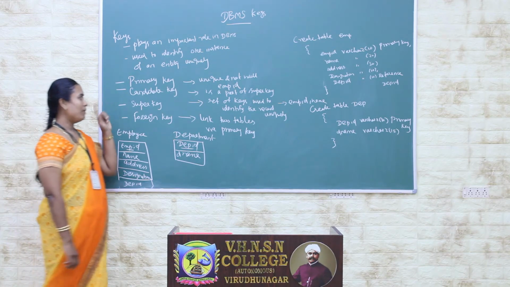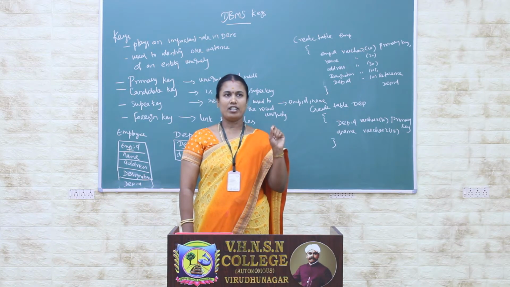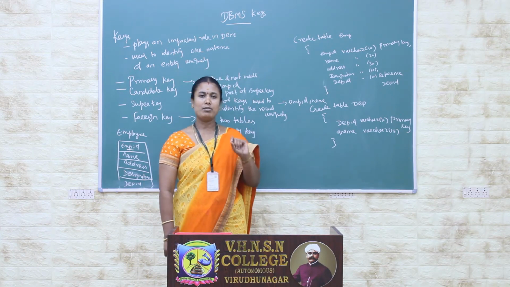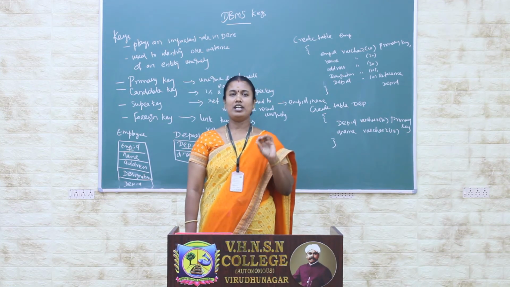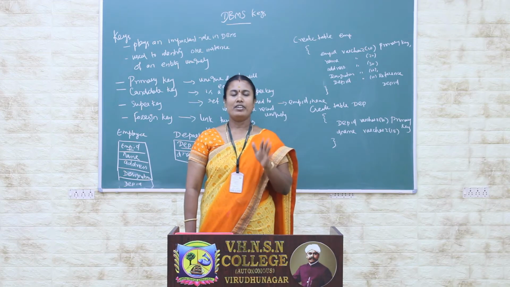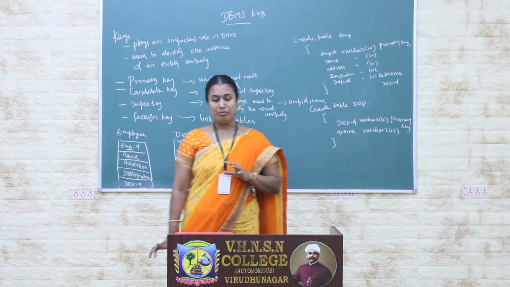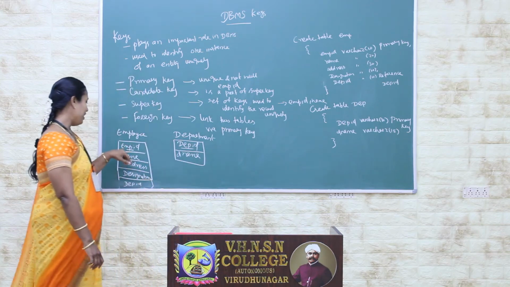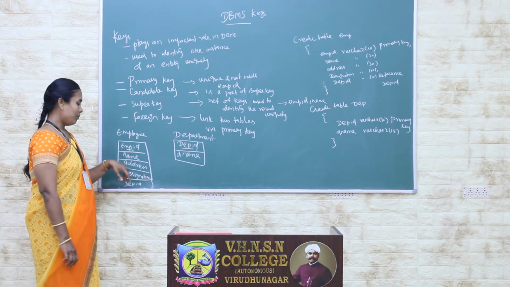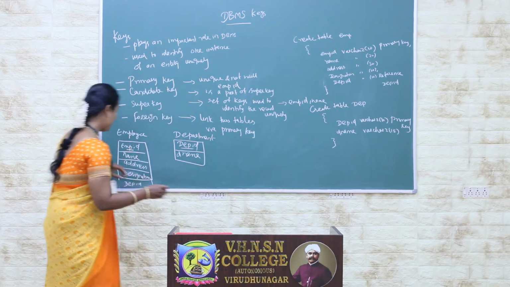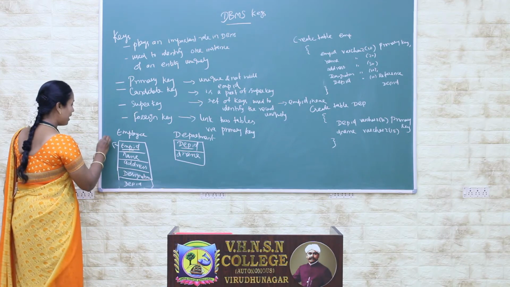What is a primary key? A primary key uniquely identifies each and every record from the table, and it must be not null. This field must differ for each and every record in the table. For example, if we take employee as the table, the fields are employee ID, name, address and designation. In this table I can underline only employee ID. Why? Because employee ID can act as a primary key.